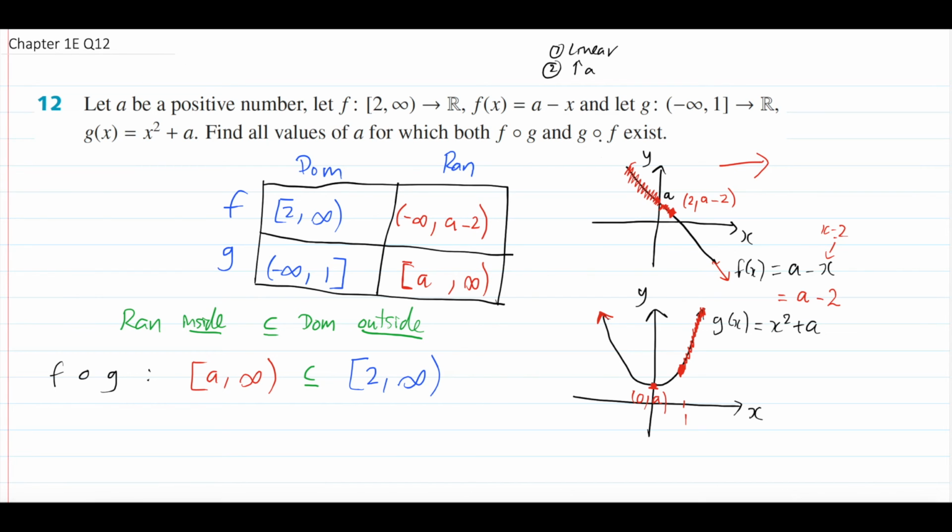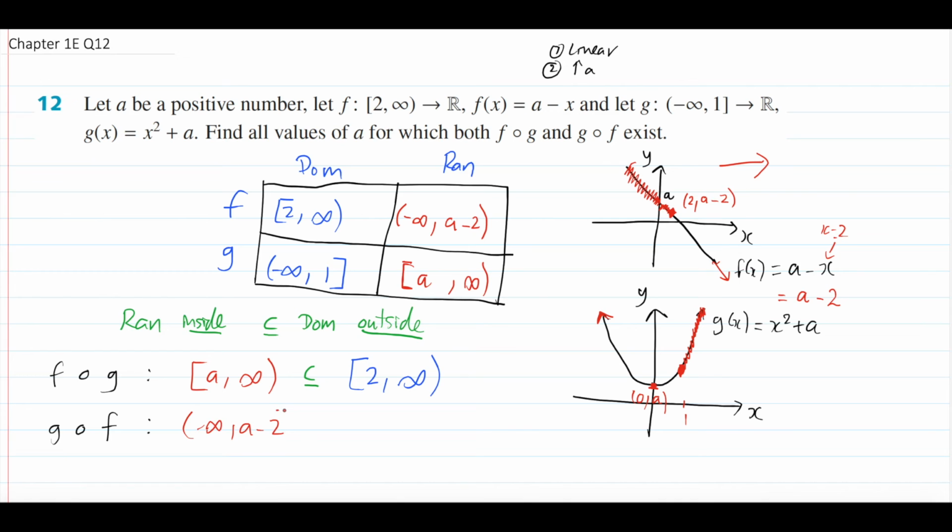So second one, we've got GOF. So GOF, that is F is the inside, the function within the outside, which is G in this case. And let's have a look again. What is my range of F? Range of inside, range of F is negative infinity to a minus 2.